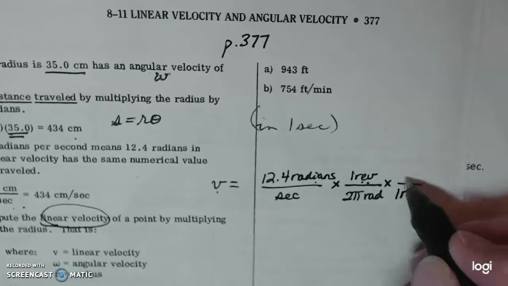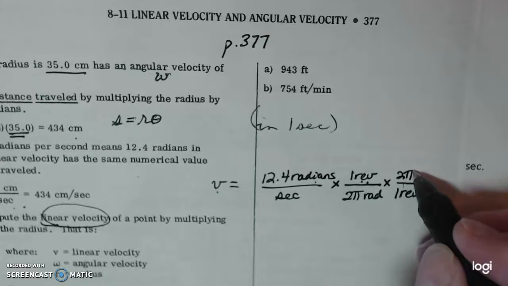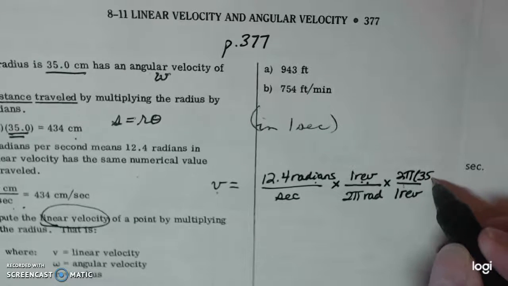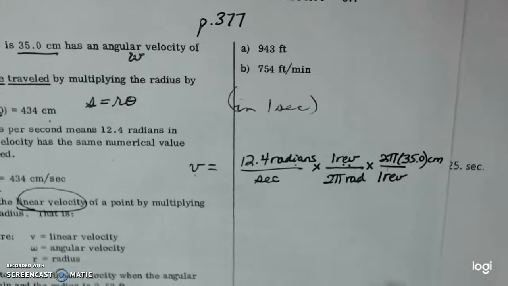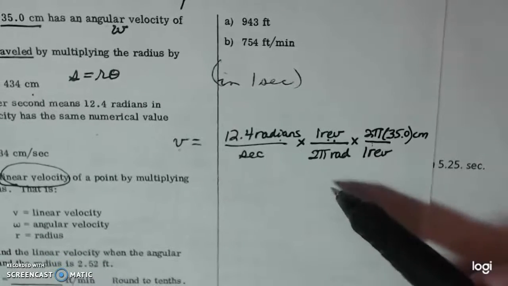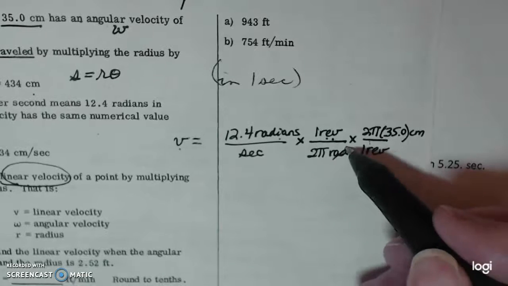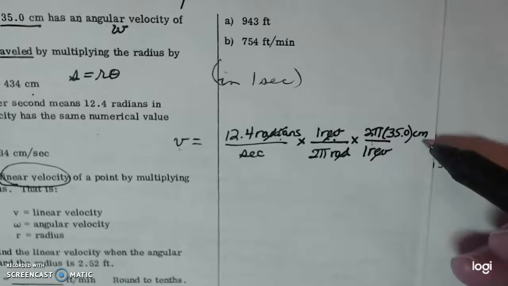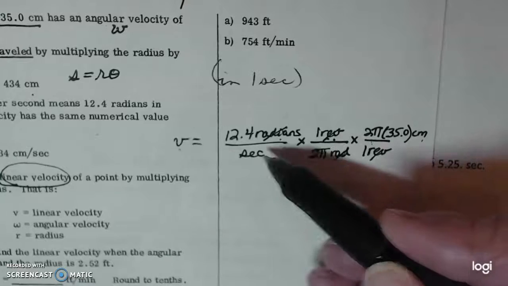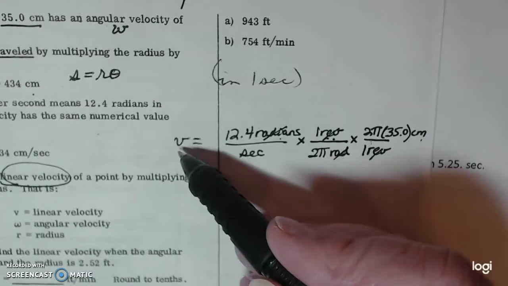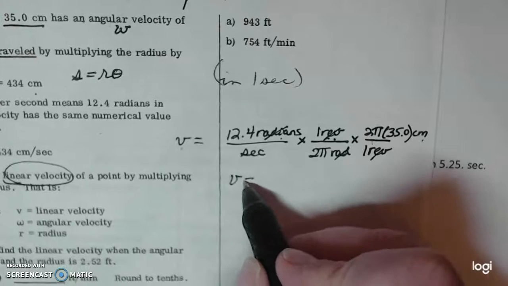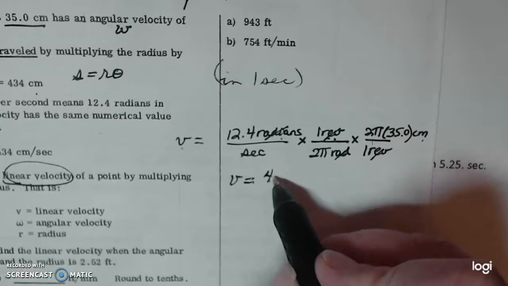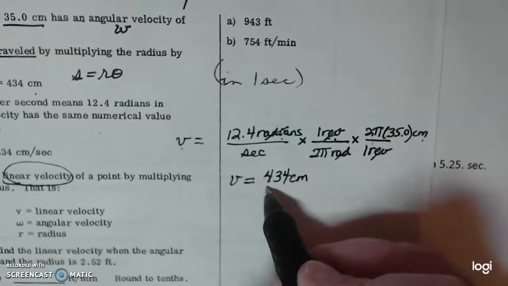Well, it's worth 2 pi r, and in this case, r was 35 centimeters. And let's see where that leaves us when we do our unit cancellation. We've gotten rid of radians, we've gotten rid of revs, and it's going to leave us with centimeters as a function of time. That's exactly what linear velocity is. When we do that calculation, I believe we're going to end up with 434 centimeters per second.